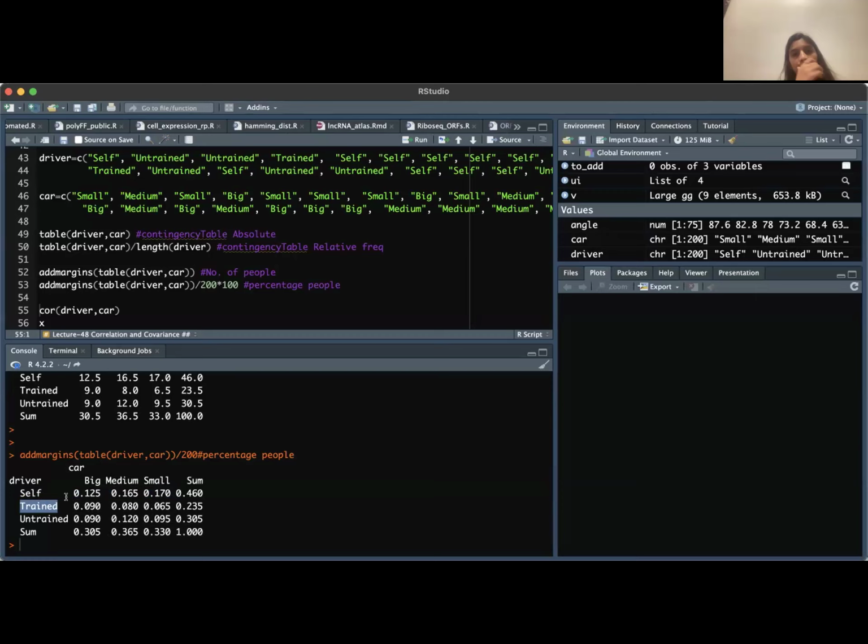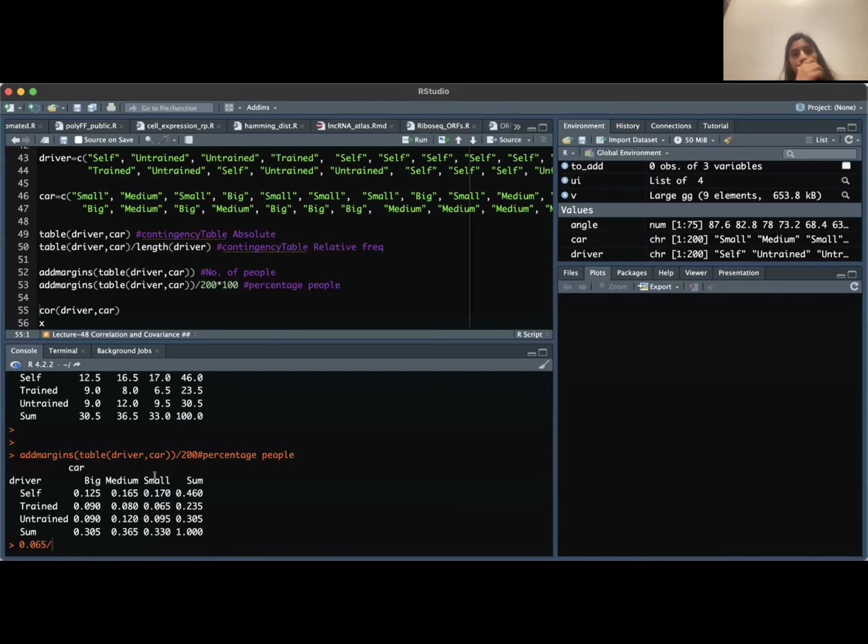So what will you do? This is the joint probability of being a train driver and having a small car, right? Train and small car is this. So this is your joint probability, divided by small.